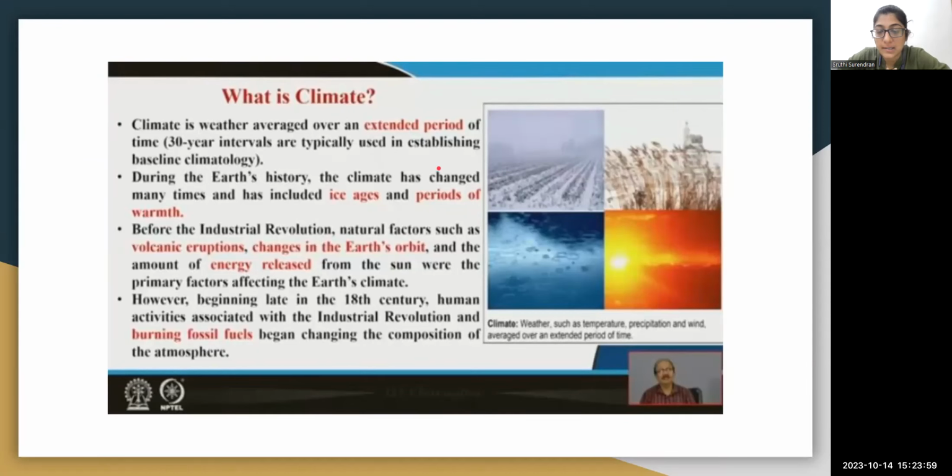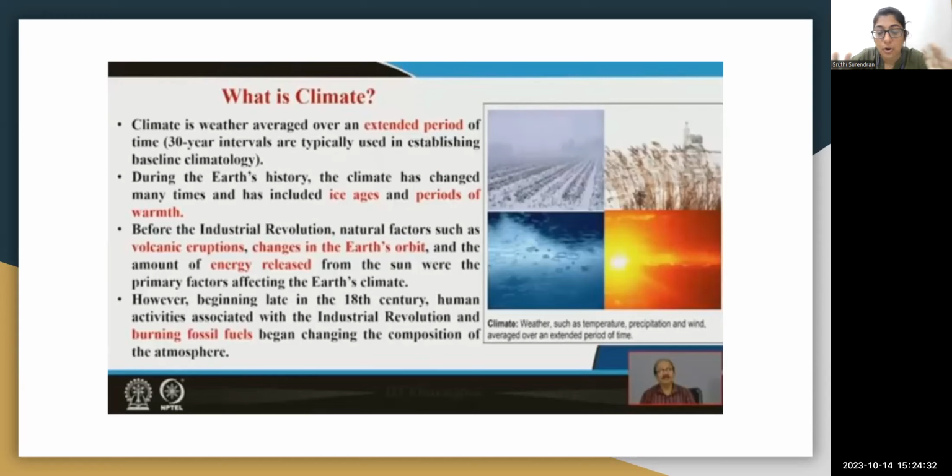So basically, weather is nothing but the daily or weekly or monthly or annual short period values of the parameters like temperature or humidity or precipitation or wind speed. When we are taking a short period of all these values, then that is called weather. Whereas climate is this weather which is considered at daily levels or hourly levels or monthly levels or yearly levels.